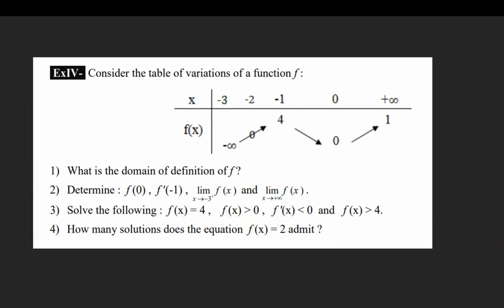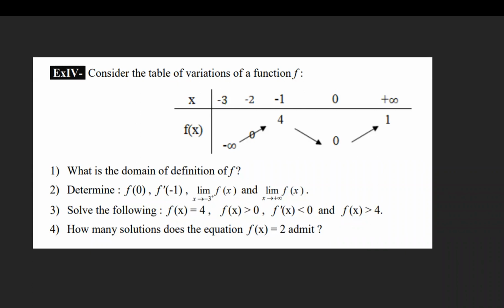In this video, we are going to learn how to read the table of variations of a function. Consider in what follows this table of variations. We are asked to find, first of all, the domain of definition of the function f.